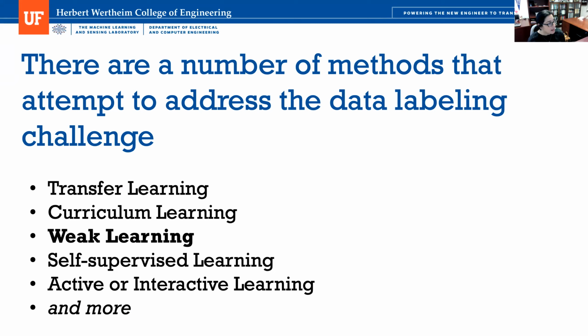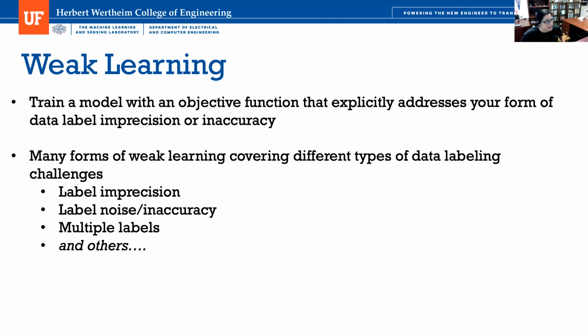An area that we've had a lot of work in is weak learning. Okay, and with weak learning, the idea is you develop a machine learning model that has an objective function that explicitly addresses your form of data label imprecision or uncertainty. So when I started this, I said it's very common to take weak labels and just train your model as usual. And if that works out, great. And if not, this is when people will often pull out weak learning approaches that directly try to address this sort of uncertainty that you have in your labels.